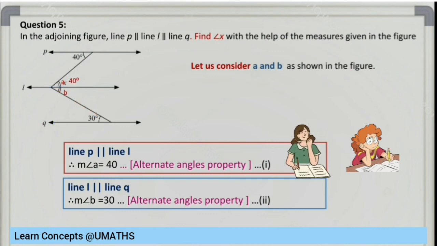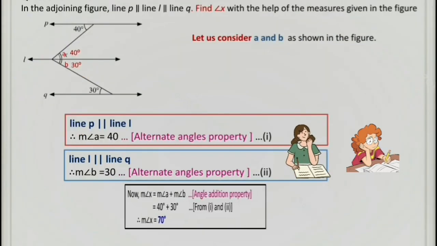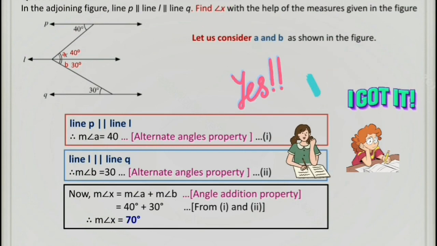Now students, we have got angle A and angle B measures. According to the angle addition property, angle X is equal to angle A plus angle B. By substituting the measures of angle A and B, we get measure of angle X as 70 degrees. Hope you have got the same answer, right students?